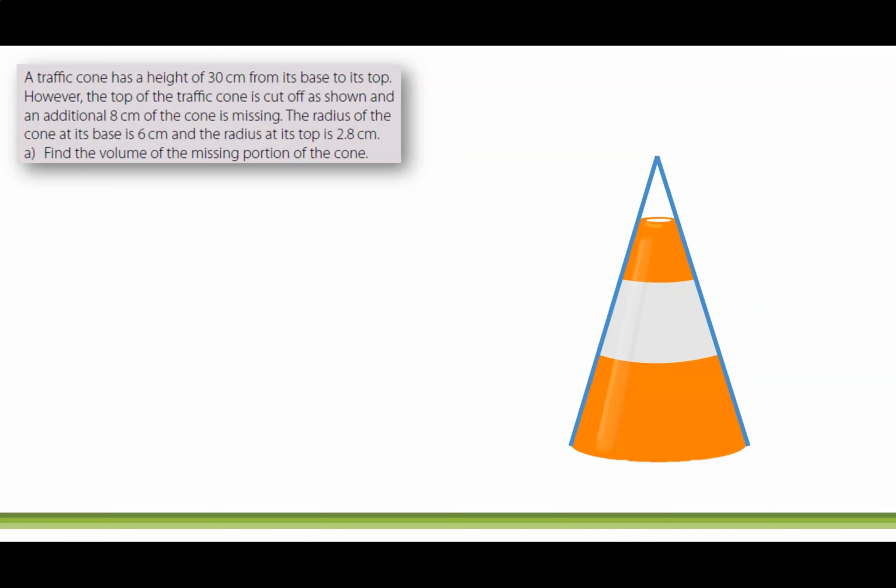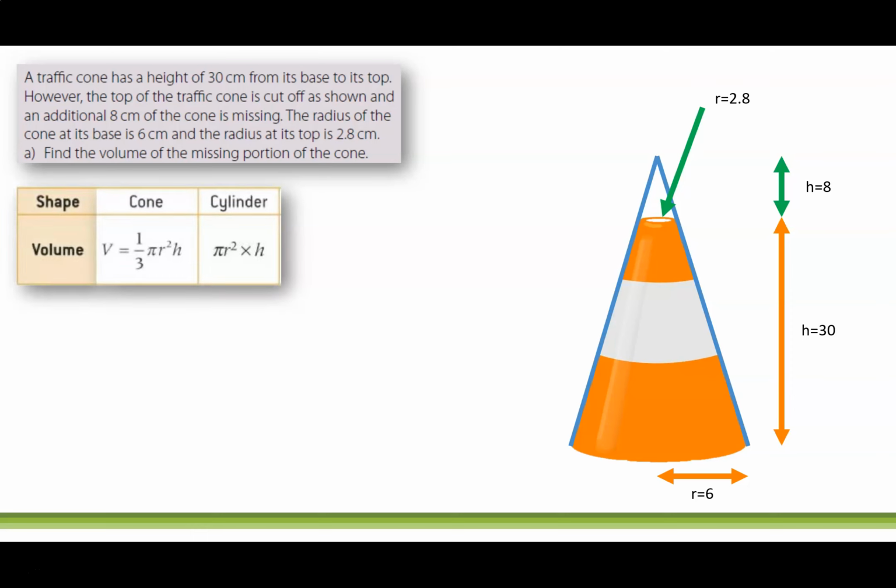So if you're going to find the volume of the part that's missing that used to be there, we're going to have to consider some key dimensions here. Now, they told us that the top bit was 8 and the bottom bit was 30. They also told us some radius information, which I'm going to add to my diagram there. And now I'm going to just consider the formula.